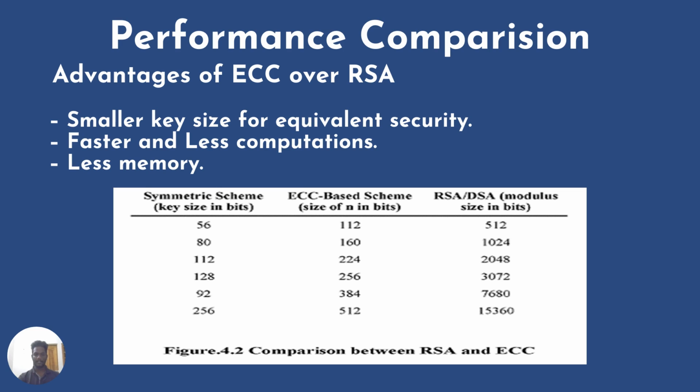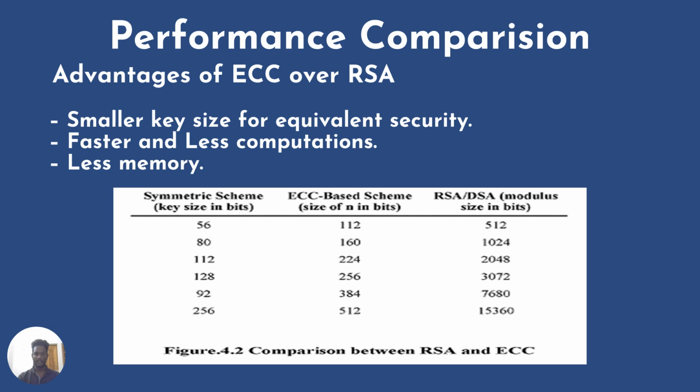As I said before, ECC has smaller key sizes for equivalent security. In RSA we will be using larger keys for more security. But in ECC we can use small keys, which will provide security equal to RSA. Due to the small numbers used, there are faster and fewer computations. As said before, not much space is required for encryption because it is using small numbers, and it will be faster in computing. So less memory is used for encrypting the data.